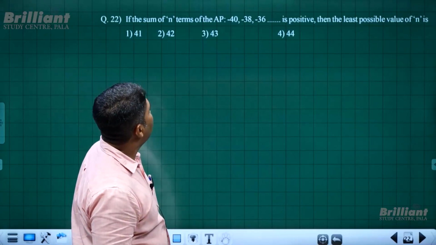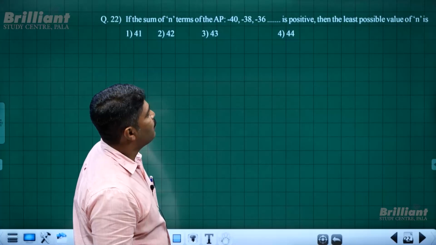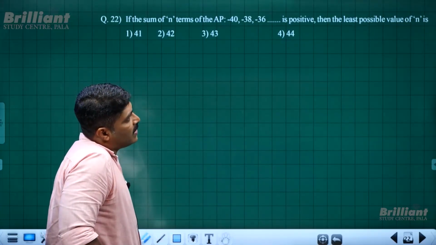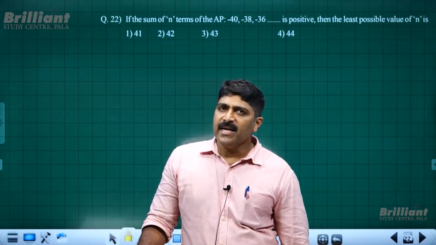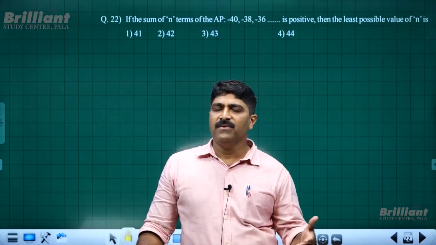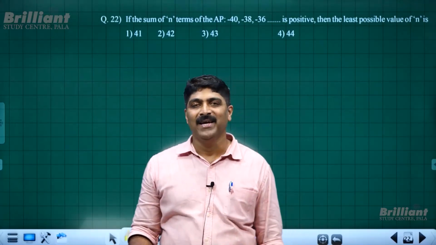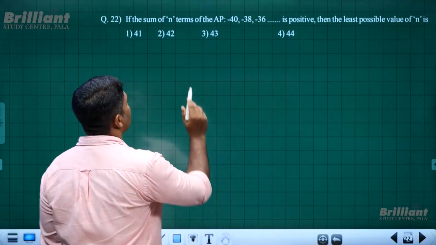The sum of n terms of an AP, minus 40, minus 38, minus 36, etc. is positive, then the least possible value of n. First we can consider the actual conventional way towards this question. After that I will explain the logical way to reach the conclusion of such a question. Here this is the AP.